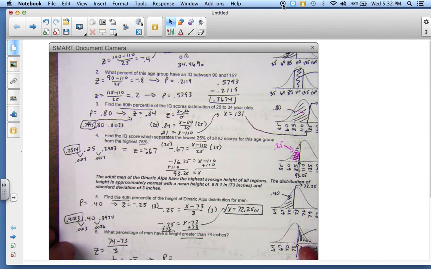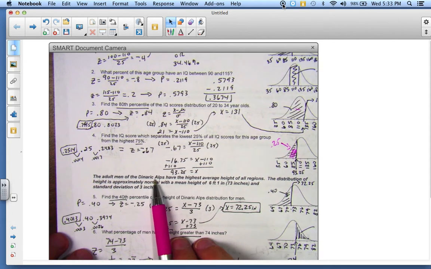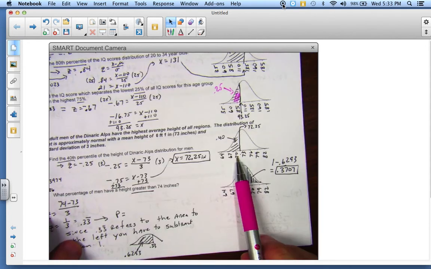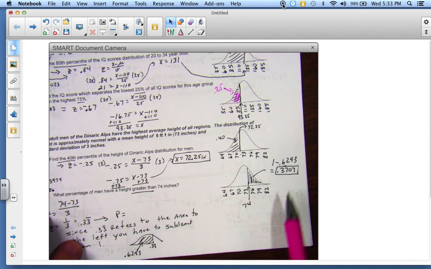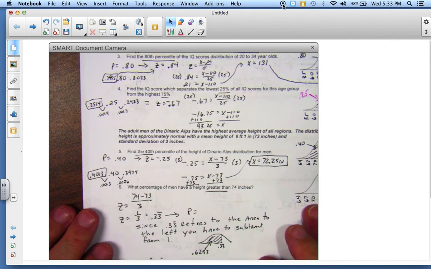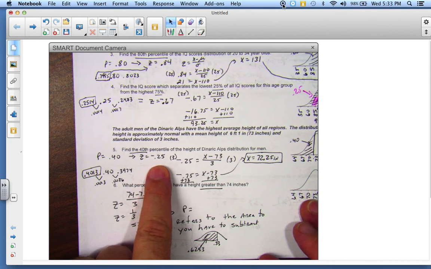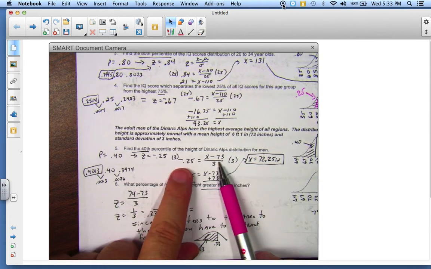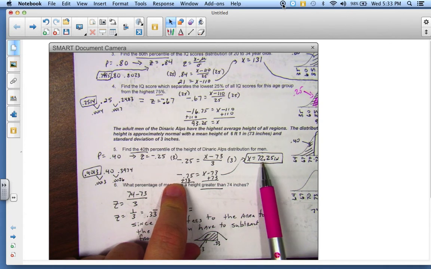All right. Now, finally, in this next one, it's talking about the adult men in the Dinaric Alps. All right. Again, make sure you graph it. Get your mu and your standard deviation set before you do anything. All right. I want to find the 40th percentile. I'm not going to go through all of this. So the 40th percentile equates to a z-score of negative 0.25. Put it through the same mathematics as above. You get a height of 72.25 inches.